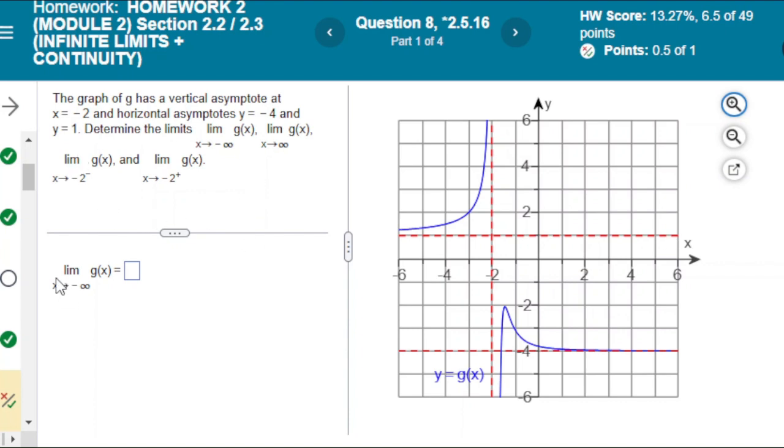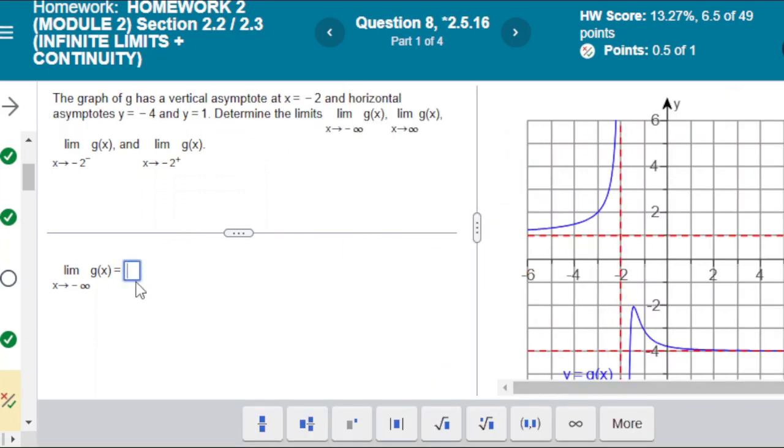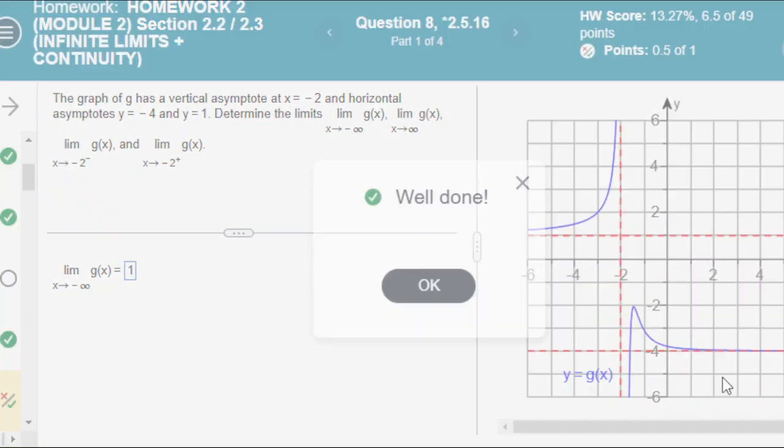Determine these limits. So what's the limit as x approaches negative infinity of g of x? Basically, what's happening in the graph as we go further and further to the left, as x approaches negative infinity? So we plug in -5, -10, -100. What are those output values approaching? Well, notice it looks like they're approaching 1, right? We have this horizontal asymptote of 1.